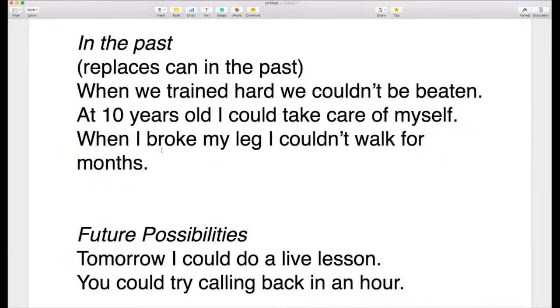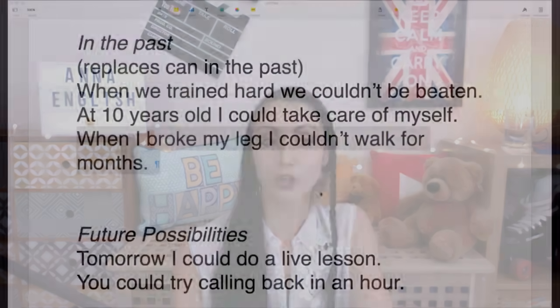And the final one, in the negative, is when I broke my leg, I couldn't walk for months. And that word, people always ask me for the pronunciation of, so as we're here, I'll do it for you. Months. Tongue out and then back in. Months. Okay? So, when I broke my leg, I couldn't walk for months. So, that's an easy use of the word could.